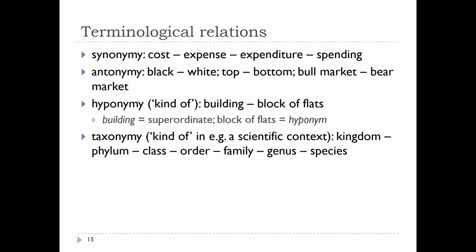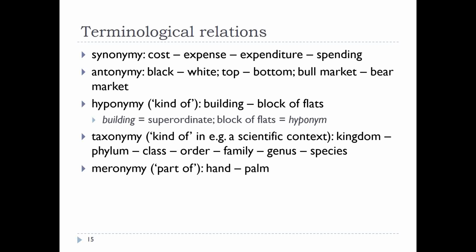A series of hyponyms, each getting more specific, could belong to a broader structure, which is referred to as a taxonomy. So in the context of biology and the classification of different creatures, different plants or whatever, you start with a kingdom, like the animal or the plant kingdom, and then you home in on smaller and smaller categories of animal or plant. So kingdom, phylum, class, order, family, genus, and species.